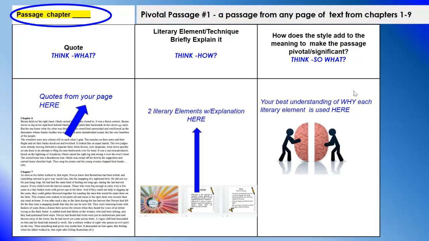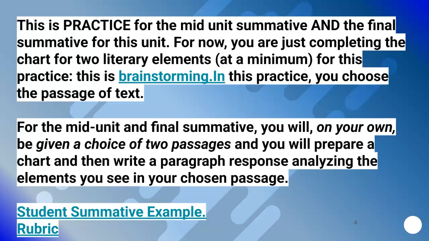So a little bit more, again, reminding you, pick your passage with your partner if you want, anywhere from chapters 1 through 9. Let me know where that's at. The first column is your quote from the page. The what, the text. How, what literary element, and briefly explain it. Don't forget it. You're trying to get two in one passage. You don't need more than that. And then think of so what. So what about it? That last column is your best understanding of why those elements were used.